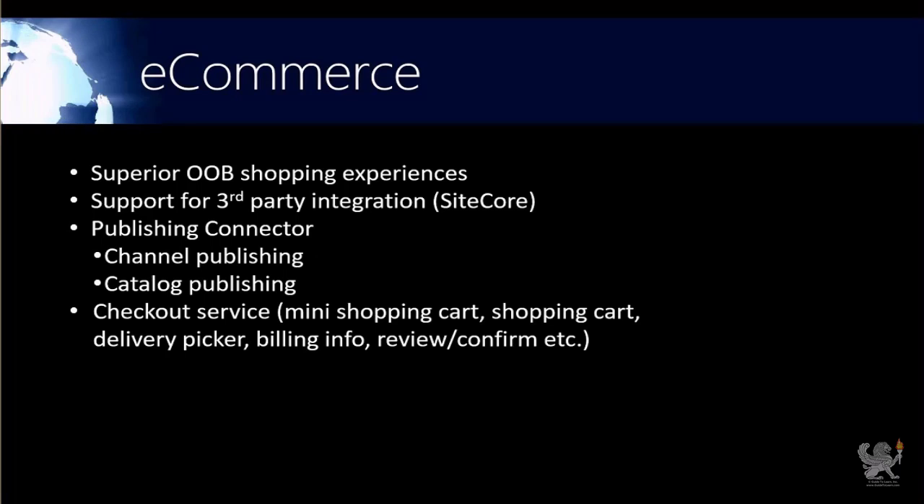So what that means is the publishing portions of the solution that we had before was previously tied very closely to SharePoint, and now there's a publishing connector that can be used to publish to, again, third-party platforms or solutions. And that's both channel data and catalog data. And then from a checkout service. So basically in the previous releases, we built checkout components or controls on top of SharePoint, and they were only able to be used within SharePoint.